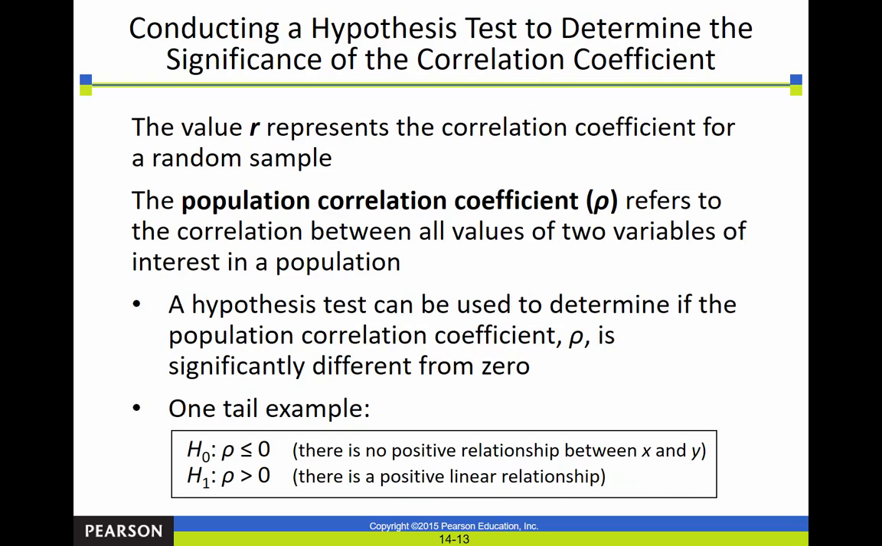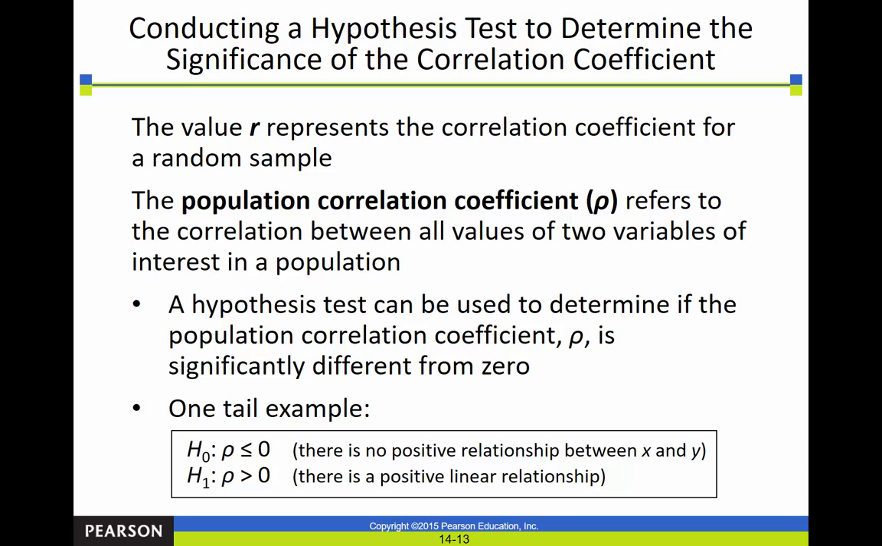All right, so R, what we just learned about, is the correlation coefficient of a sample. The population correlation coefficient is, well, the correlation between all values in a population. As you can imagine, it's pretty rare that you would actually be able to do that. So mostly what we're trying to do is use R to approximate the population correlation coefficient.